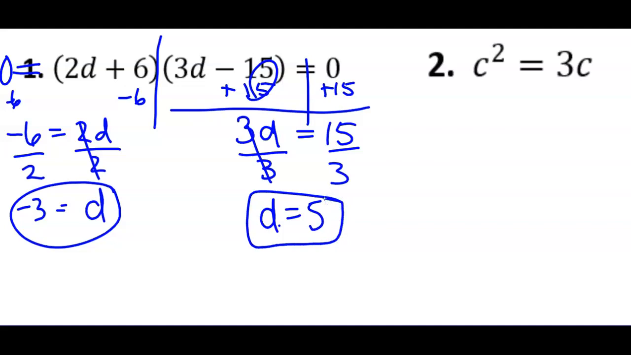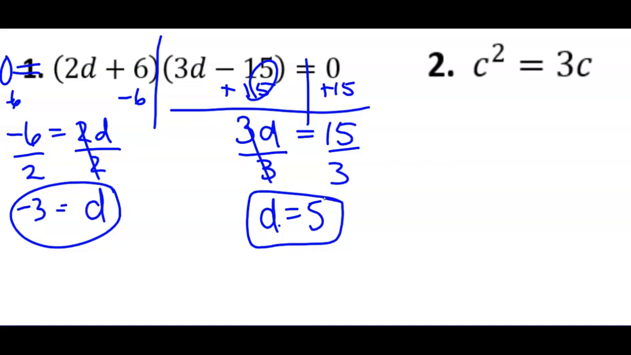Now, you're going to want to just really quickly throw that in there. 3 times 5 is 15. 15 minus 15 is 0. Good, that works. 2 times negative 3 is negative 6. Negative 6 plus 6 is 0. Great, it works. Check your answer to make sure both of these answers are the right signs and the right numbers. Okay? Now, this number 1 was equal to 0. But this one's not equal to 0, so why would it be in this part of our lesson?